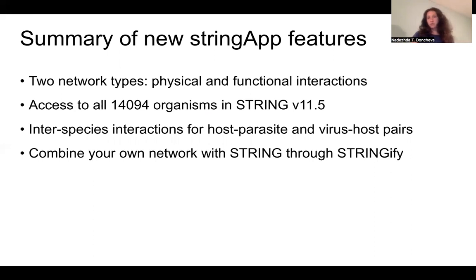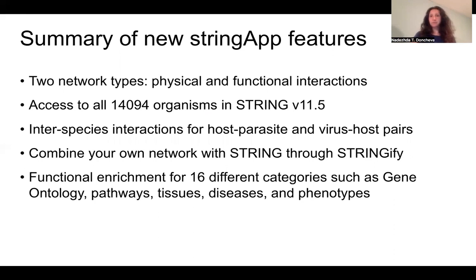You can also come with your own interaction network and combine this with string using stringify and compare and integrate it with what is available in the string database and associated databases. And you can also do functional enrichment for whole 16 different categories, the usual thing like gene ontology and KEGG pathways, but also for tissues, diseases, and phenotypes.